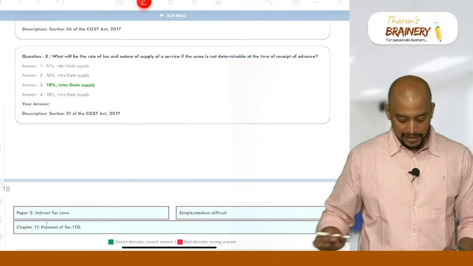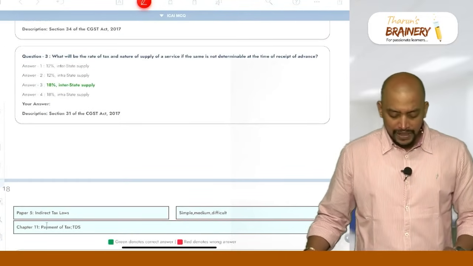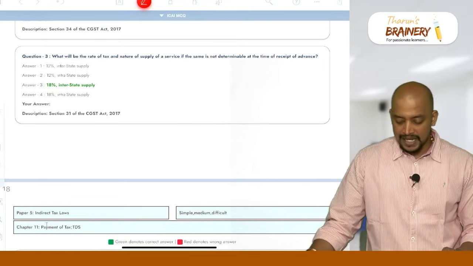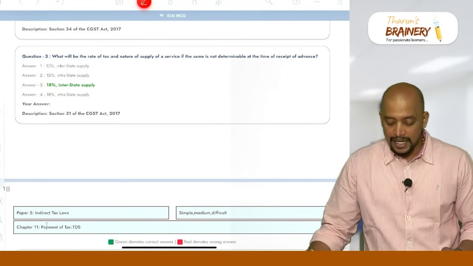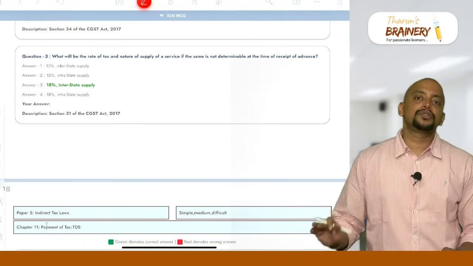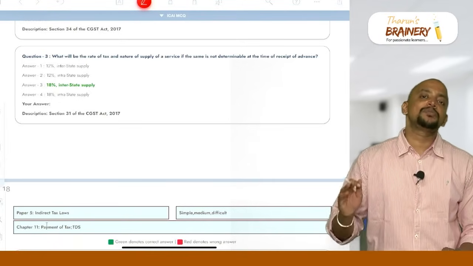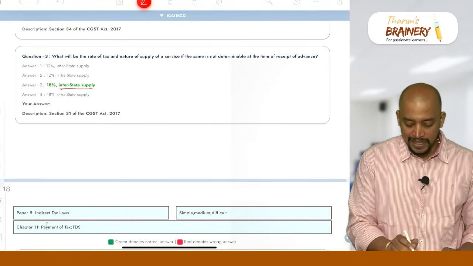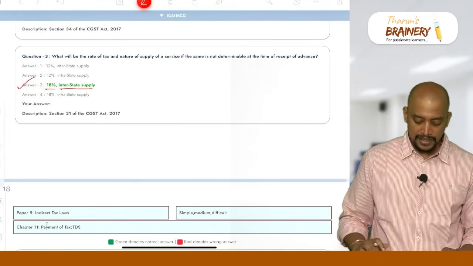Then next, question number 3. What will be the rate of tax and nature of supply of service if the same is not determinable at the time of receipt of advance? At the time of receipt of advance, if you don't know the nature of supply, it will be deemed to be interstate supply, and the rate of GST will be 18%. Deemed to be interstate, rate of GST 18%.